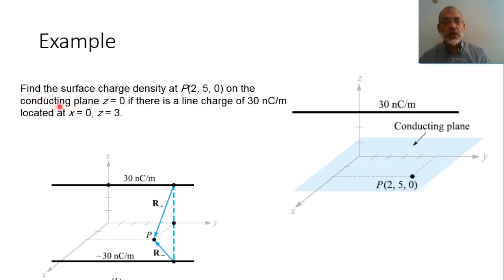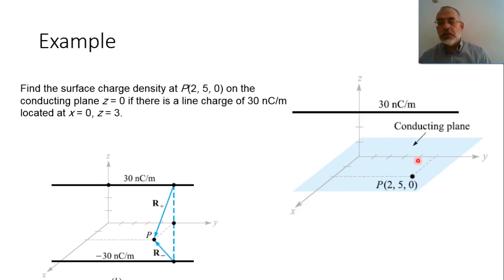We have a conducting plane in the plane z equals 0, the xy plane. So we can replace this conducting plane by introducing the image for the original charge distribution. If this is the original charge distribution, located at x equals 0 and z equals 3, we will have an image on the other side.